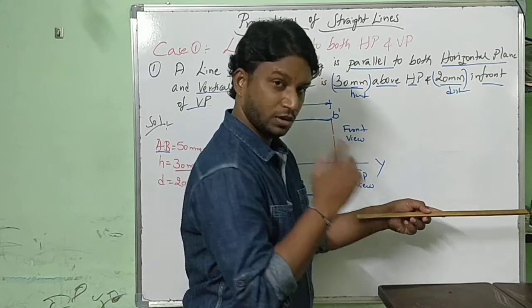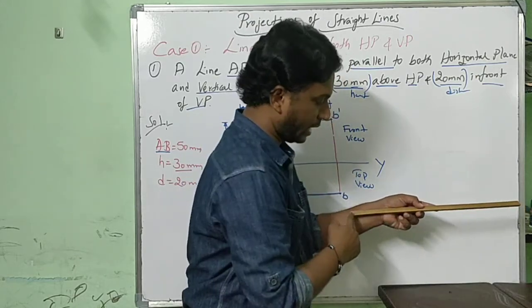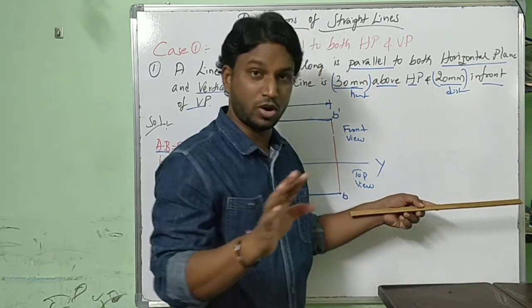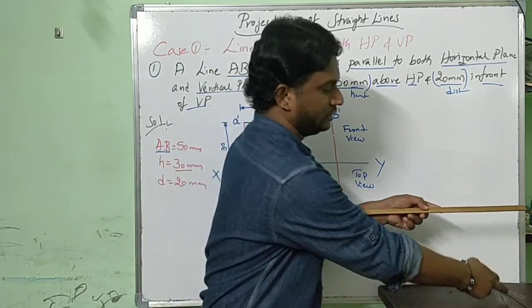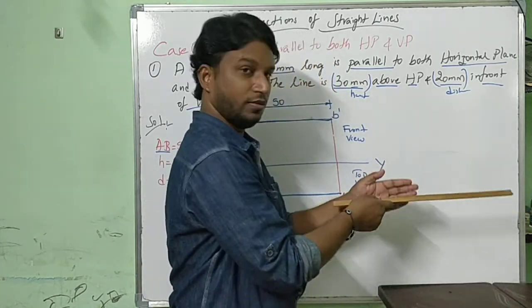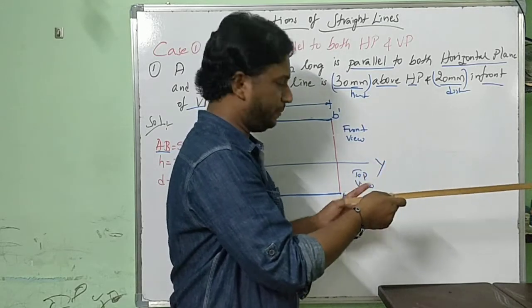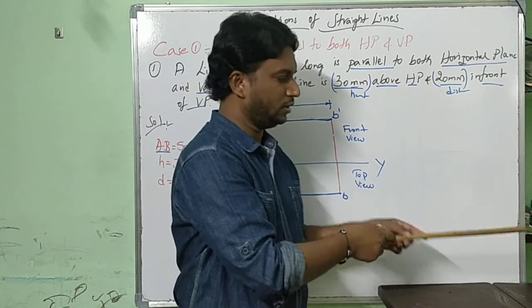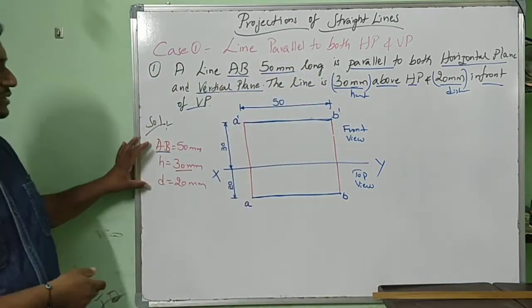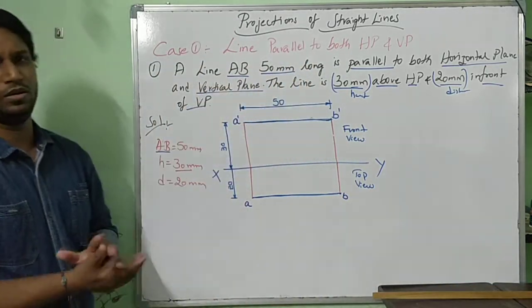a line parallel to the horizontal plane will have two end points, end A, end B. It's not constant. It could be end P, end Q. Right? Same height h. End A distance small d from VP, end B distance small d. If you try to write like this, then you can easily understand and draw it.